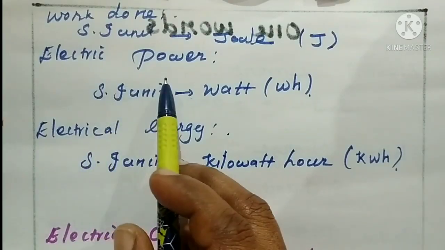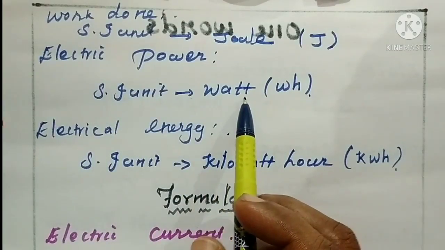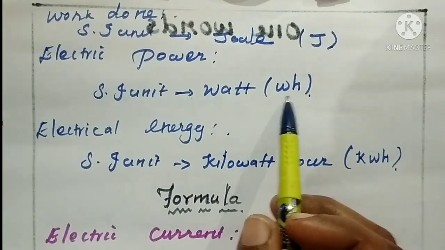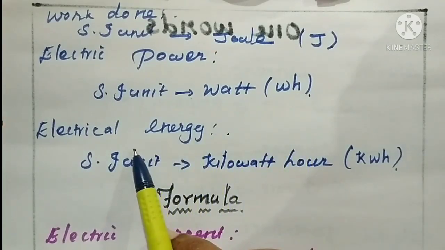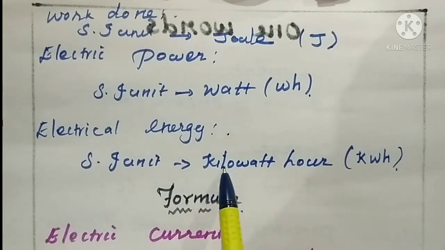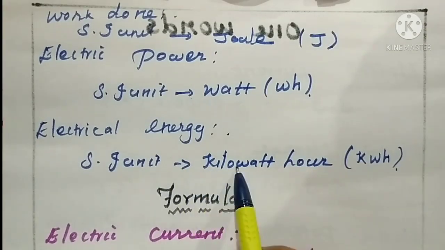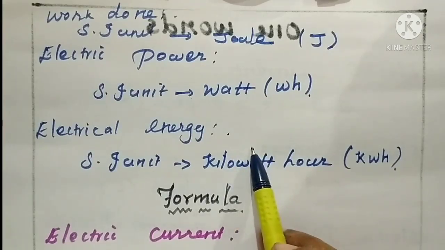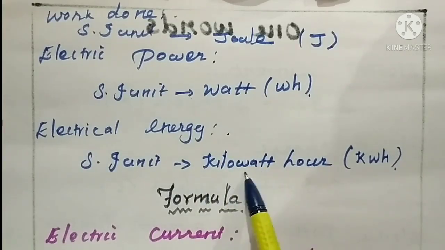And the unit of electrical power is watt, represented by W. The unit of electrical energy is kilowatt hour. It is a very important one. The unit of electrical energy is kilowatt hour.